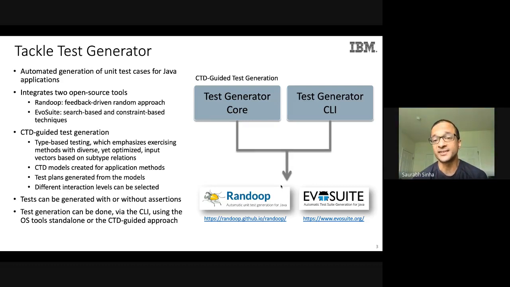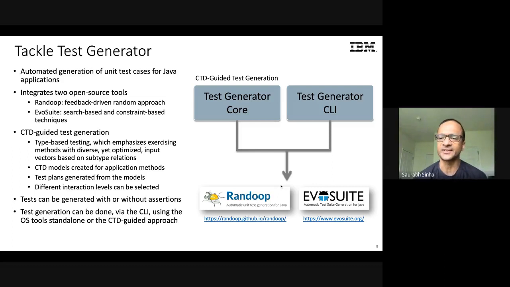There are 2 components. There is the core test generator, which performs what we call CTD Guided Test Generation, and we're going to explain this a bit more. And then there is the CLI, which is how the users of the tool will primarily interact. And both of these components use 2 open source tools. These are automatic unit test generators for Java that came out of academic research. So there's one tool called Randoop that performs a feedback-driven random approach for test generation. And then there's another called EvoSuite that implements search-based algorithms and constraint-based algorithms.